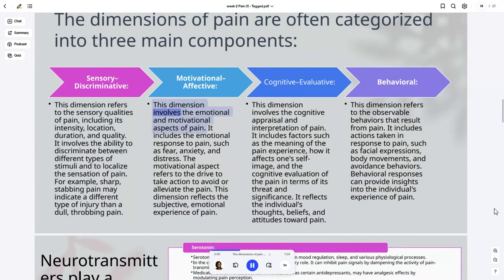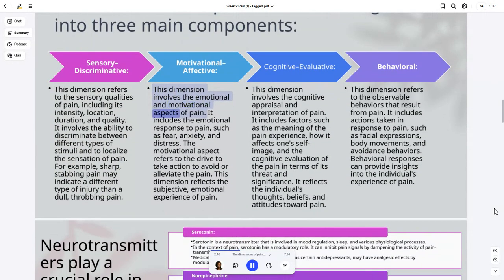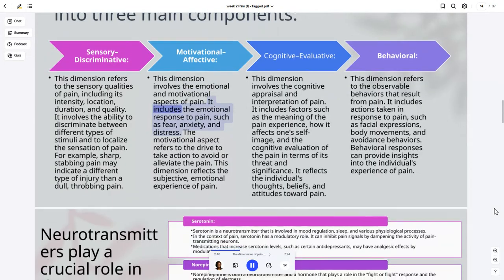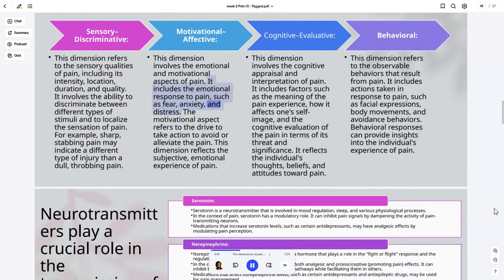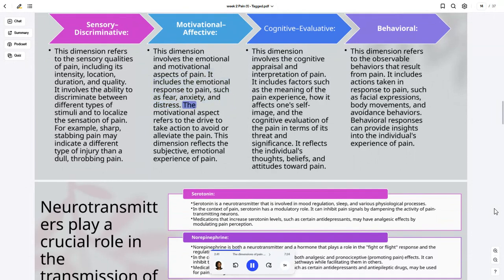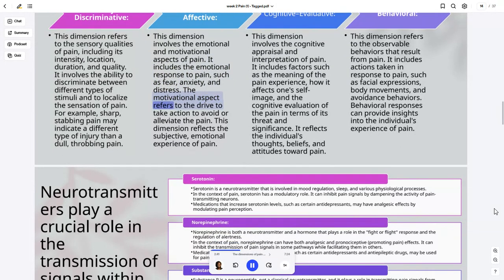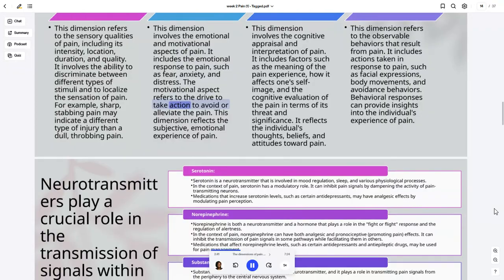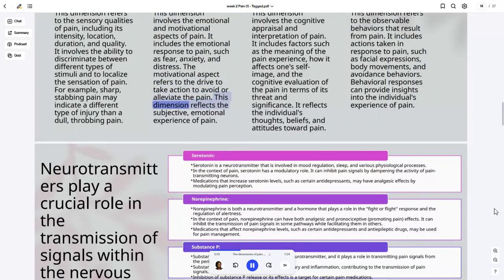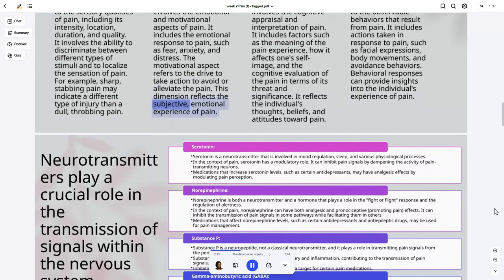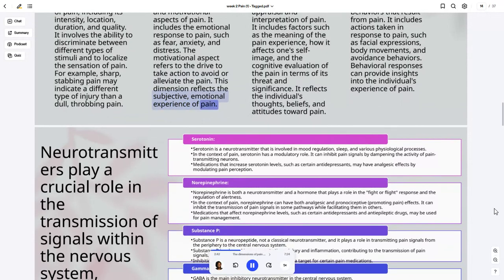This dimension involves the emotional and motivational aspects of pain. It includes the emotional response to pain, such as fear, anxiety, and distress. The motivational aspect refers to the drive to take action to avoid or alleviate the pain. This dimension reflects the subjective, emotional experience of pain.